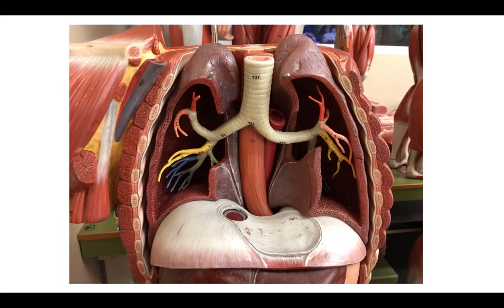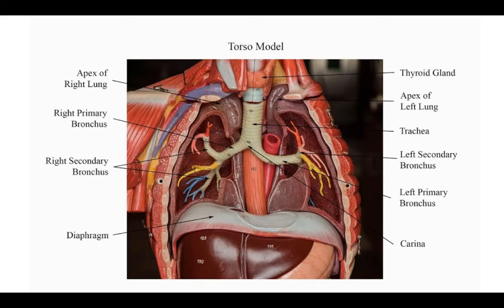So again, you can see on these models, most of these structures, I believe I've gone through. Oh, one important structure that I didn't talk about, and I apologize, is the diaphragm. So I didn't talk about the diaphragm, a very important structure. And this is this umbrella-shaped muscle.